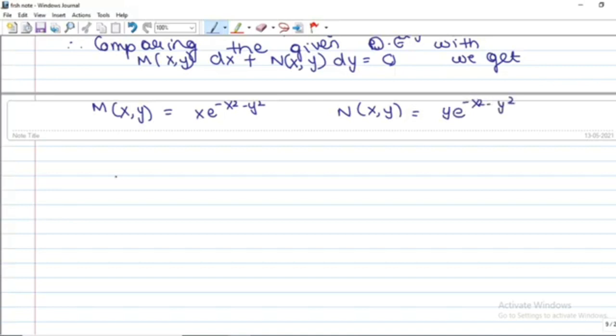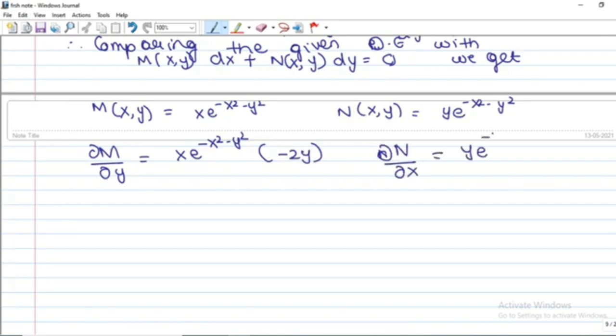So finally, if we do this, x will be of no use because we are differentiating with respect to y. So it will be as it is into, this will become 0, minus x square will become 0, minus 2y will be the thing which will be left. Similarly here, dou N by dou x, y will be of no use, minus x square minus y square at the top will be as it is. Here minus 2x will be left and y will become 0.